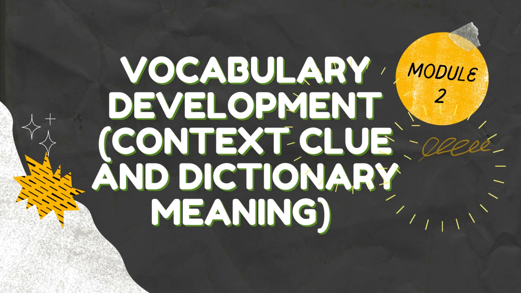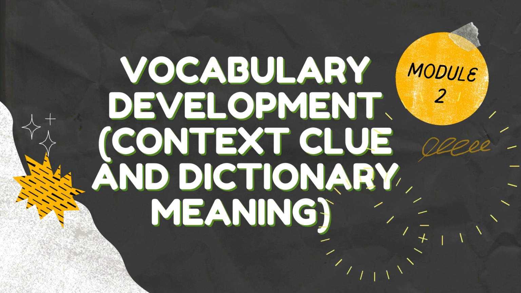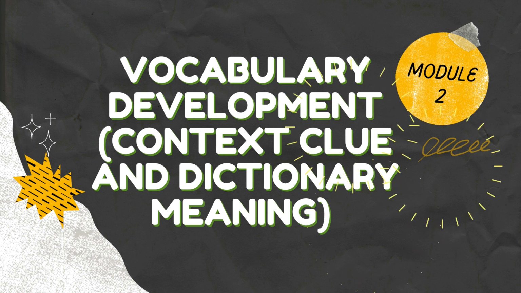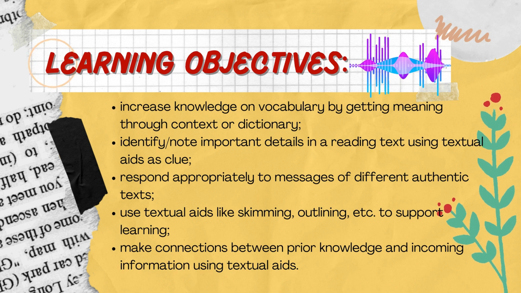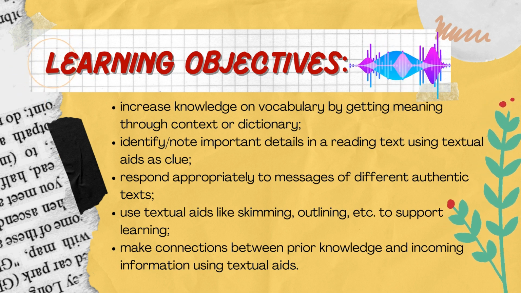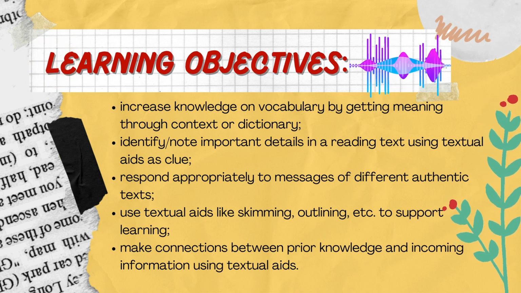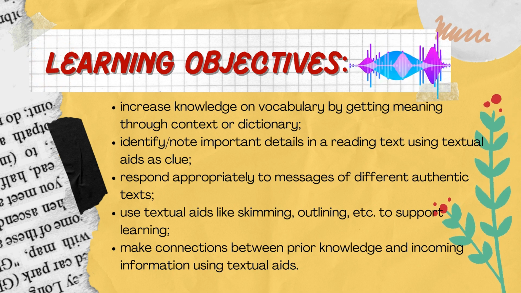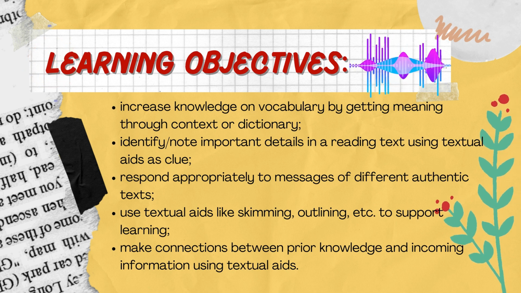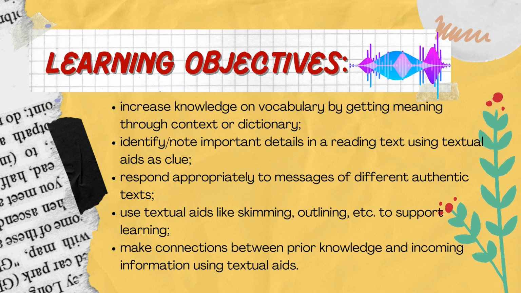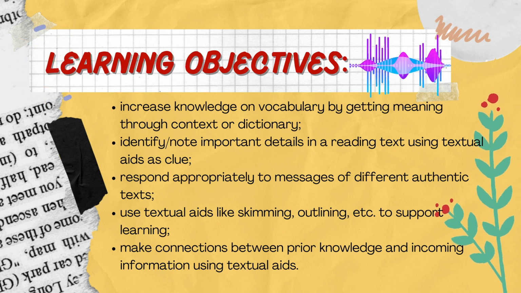Vocabulary development, context clue, and dictionary meaning. I'm sure you're familiar with this, but we can make things started and elaborate them more. Let's have the learning objectives. Increase your knowledge and vocabulary by getting meaning through context or dictionary. You have to identify or note important details, respond appropriately to messages of different authentic texts. You will be using different textual aids and make connections between your prior knowledge and incoming information using the textual aids. I hope you can achieve them more.